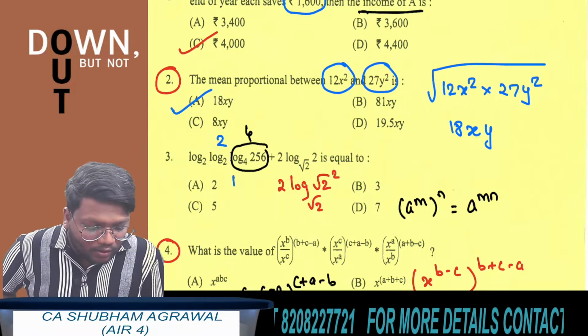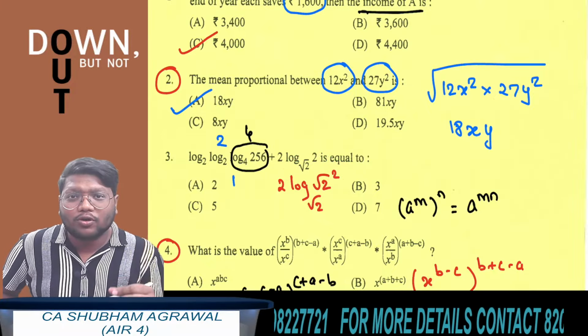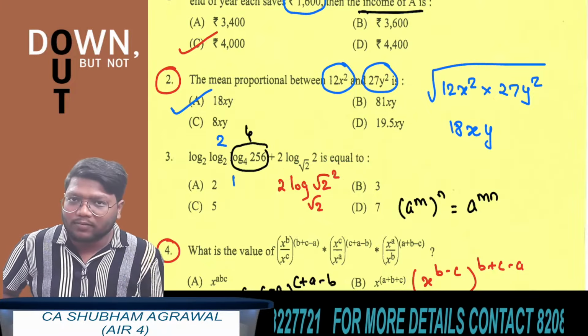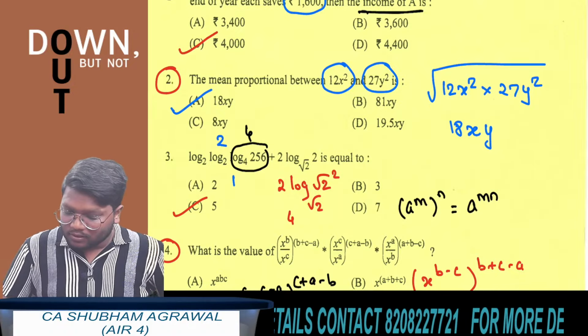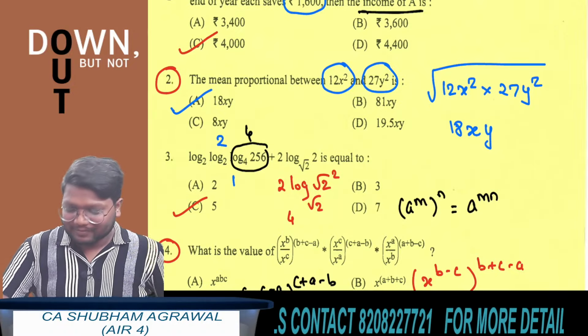So 2 multiplied by 2 is 4. And log root 2 to the base root 2 is 1. If number and base are the same, then the value of the logarithm is 1. So what we are getting is 4. The value of this complete term is 4. And the value of the first complete term is 1. So what is 1 plus 4? 5. Which option is correct? Option C.